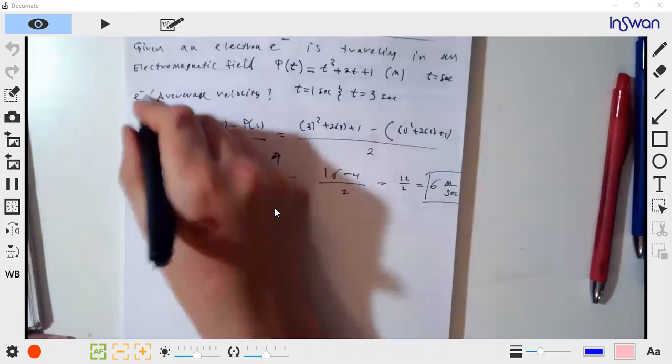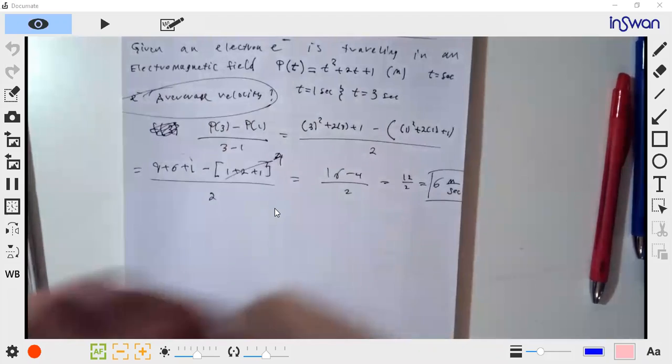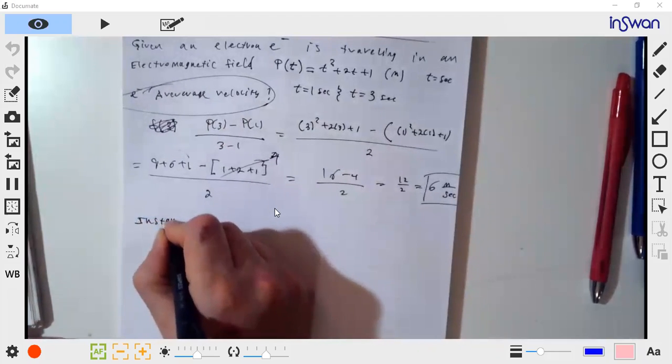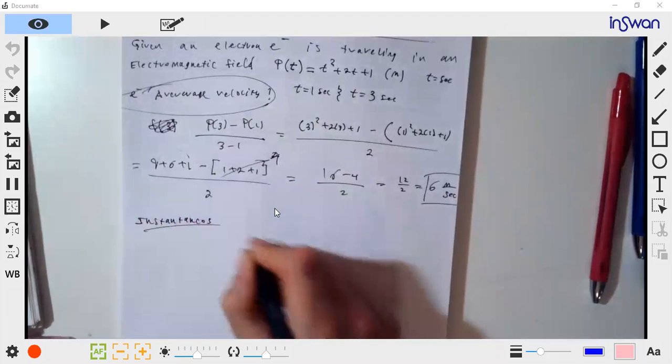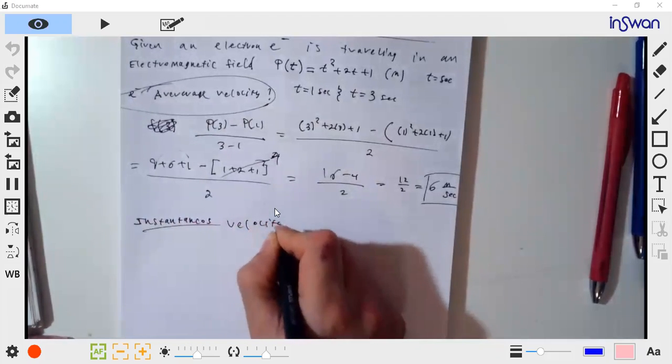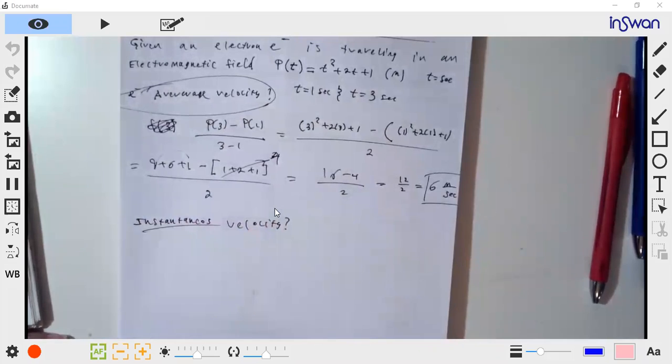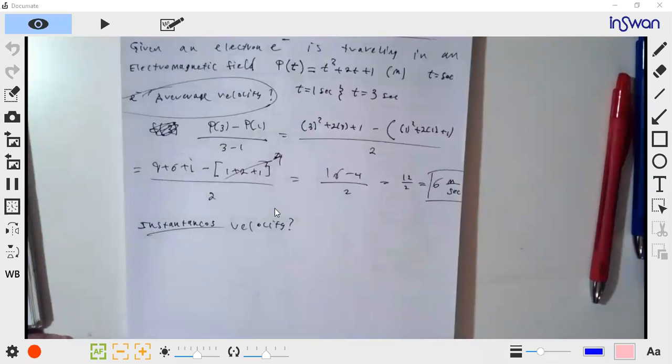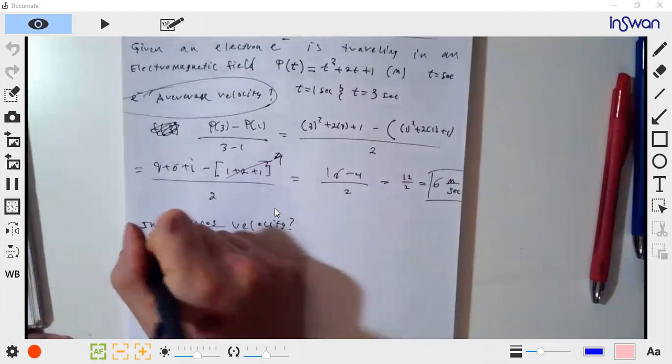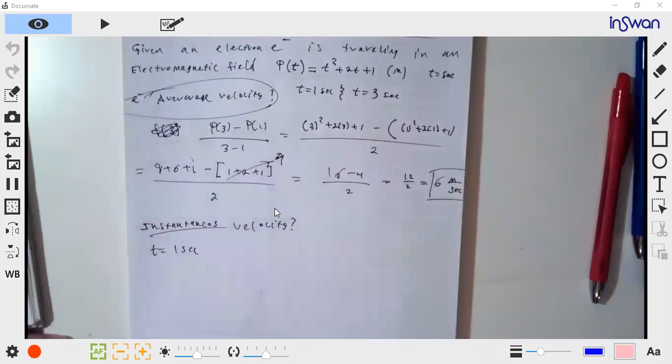That's the average velocity. What is the instantaneous velocity? Yeah, you heard me. What is the instantaneous velocity? Well, at what time? Let's say at time equals 1 second. What is the instantaneous velocity of the electron?